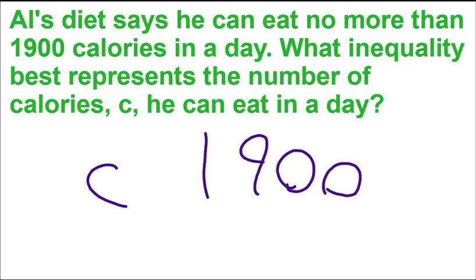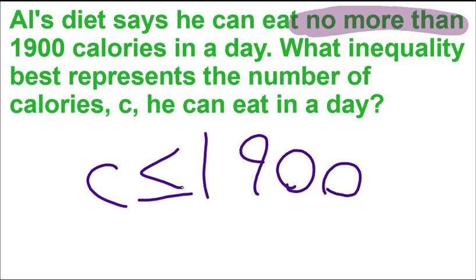No more than. So we got no more than right there. That's the key. So if it's no more than, can he eat 1,900? Yeah. 1,900 is not more than 1,900. So he can eat it. We get the line underneath. Can he eat more or less? Less. So we make that less than or equal to.